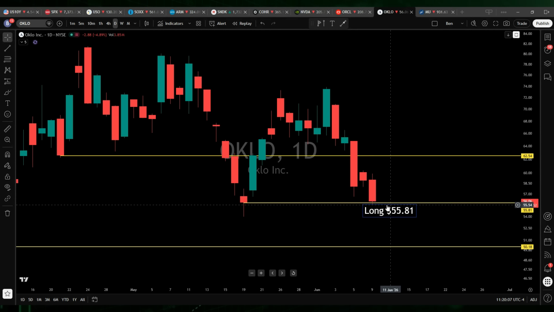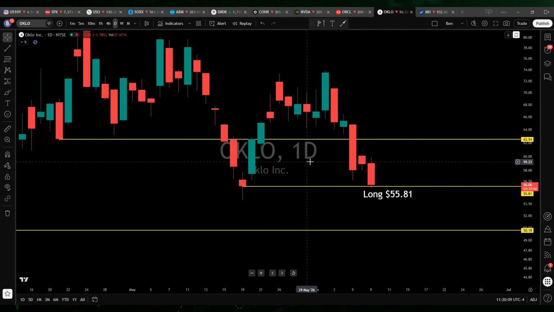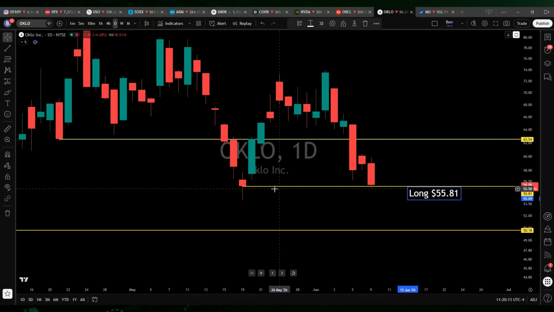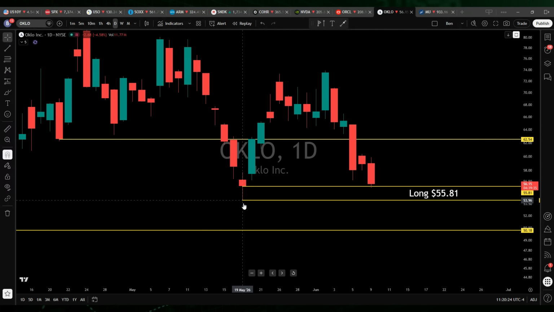OKLO into that long level. Nice gap in the charts on OKLO. $55.81 was that aggressive level yesterday. Because we're having a market sell-off, this isn't as good of a level, even though we're getting a small bounce. So for me, I would wait for this low pivot point in the charts sitting right here.